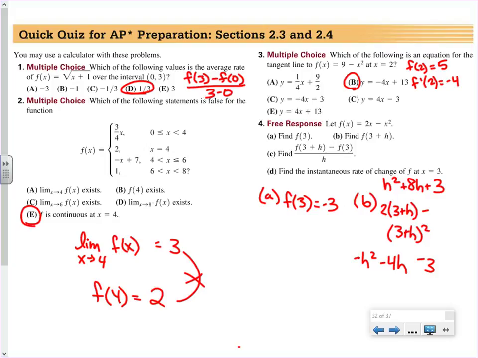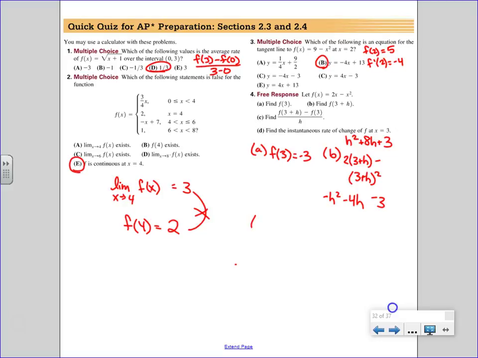By foiling. And then C. Jackie, what'd you get? Negative 4 minus h. So then you have all of that minus f of 3, which we got to be negative 3, so plus 3. So the 3's cancel, pull out an h, reduce. Yeah, negative 4 minus h or negative h minus 4. And then letter D, technically all you have to do is the limit as h approaches 0 of what we already have, which should end up being negative 4.